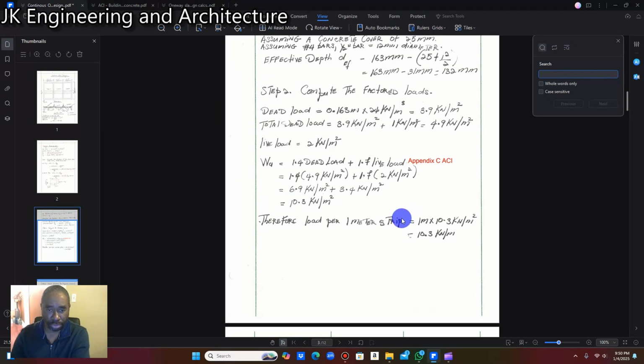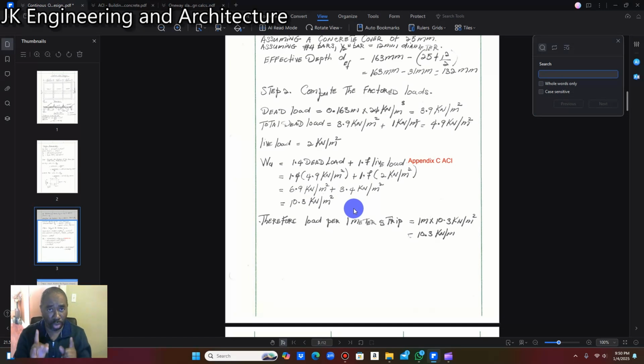Right, so when we times our 1.4 times 4.9 kilonewtons per meter square, and we're going to add that to 1.7 times 2 kilonewtons per meter square, the result is going to be 6.9 kilonewtons per meter square plus 3.4 kilonewtons per meter square. When we add those two values, the result is going to be 10.3 kilonewtons per meter square.